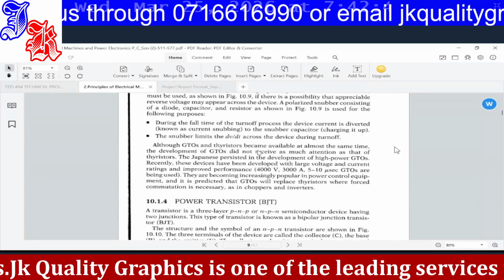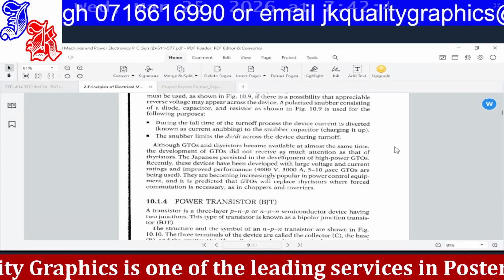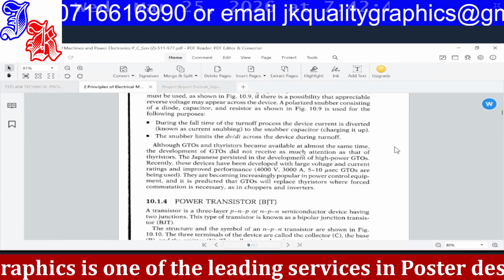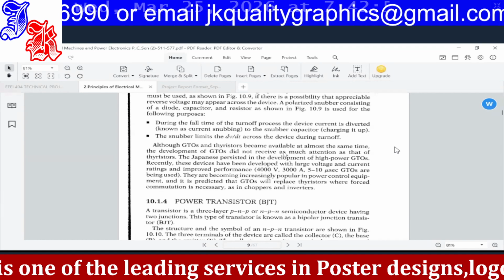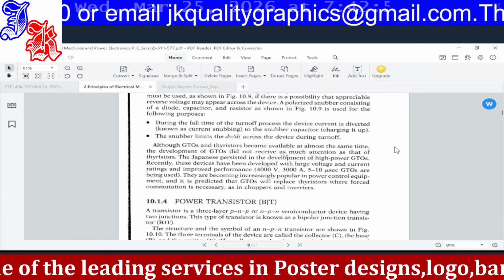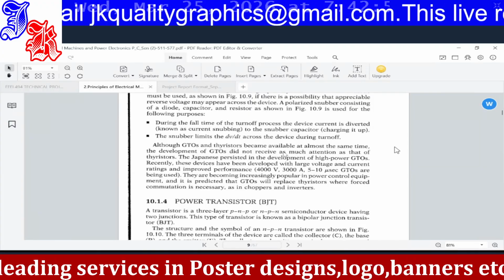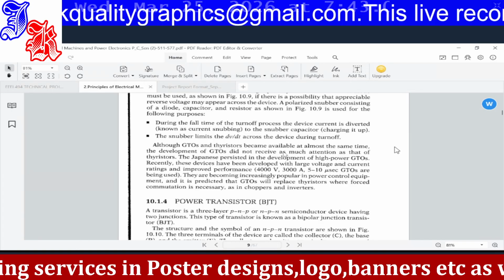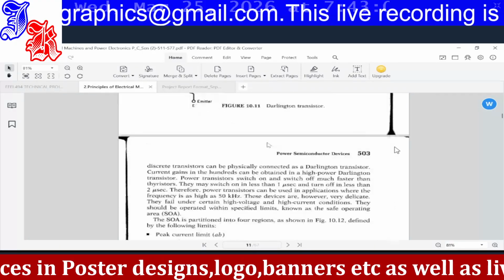Although GTOs and thyristors became available at almost the same time, GTOs did not receive as much attention as thyristors, and mostly you find thyristors more in the market when compared to GTOs. So mostly people preferred thyristors compared to GTOs. So that is all about the thyristors.